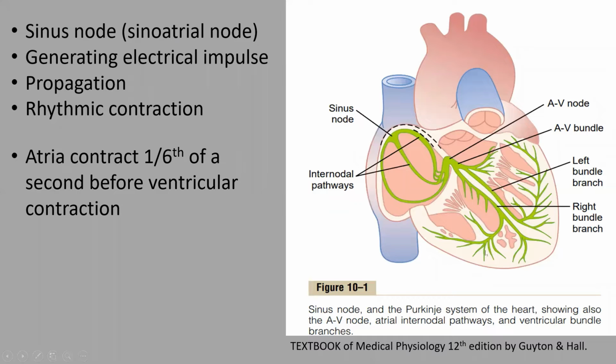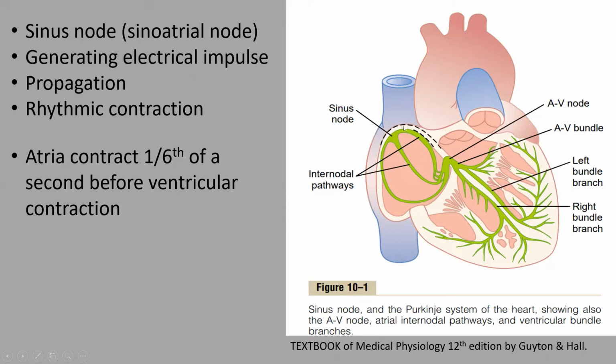Even some of the Purkinje fibers have very, very few contractile proteins. So they may contract, or some of the cells don't have the contractile protein. This specialized cell plays a very significant role in generating and propagating the impulses and maintaining the rhythm of the heart. And because of generating electrical impulse and propagation, the heart contracts rhythmically, and the atria contract 1/6 of a second before ventricular contraction.